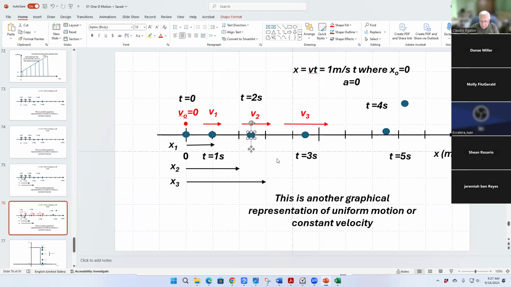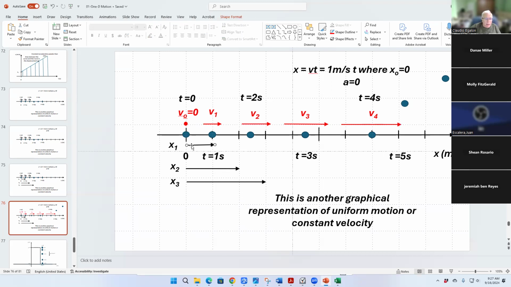Those are very good representations of the type of motion that we have been studying. And I want the spacing to increase a little bit more. So here we go. That's going to be t equal to 4 seconds, and the v4 velocity vector. The only thing different between this graph and the previous one is the spacing between the dots. That's the only difference.